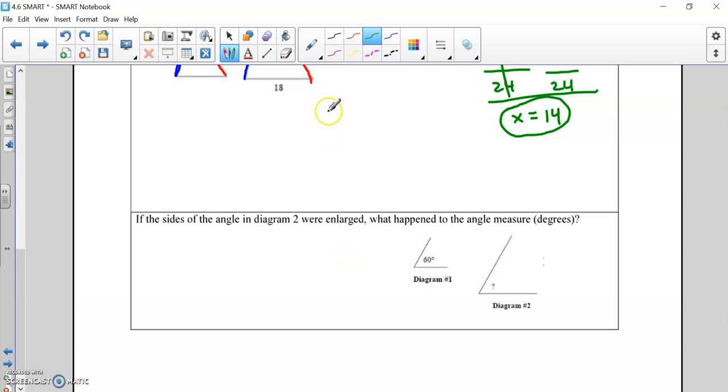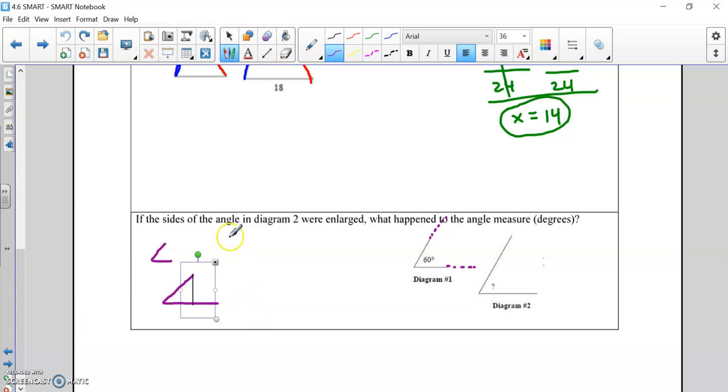Down here, just one little question. I do want to address this just to make sure we're aware. With these two angles, we notice that we took this diagram 1, and to create diagram 2, all we did was extend these sides, right? We just took these and we made them longer. But the question is, what happened to the 60-degree angle? Like if I took this and I just extended it, what happens to that angle?